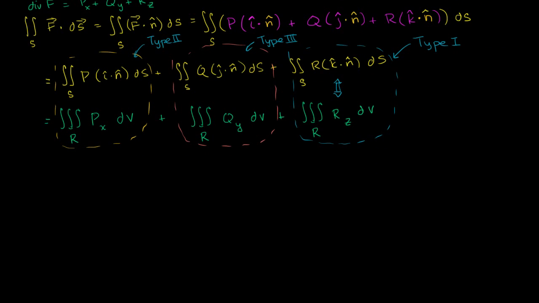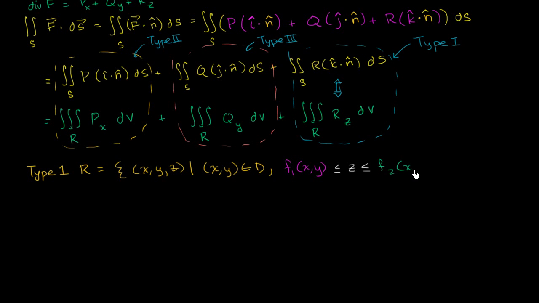So a type 1 region, just to remind ourselves, is a region that is equal to the set of all x, y's, and z's such that the x, y pairs are a member of a domain in the xy plane, and z is bounded by two functions. Z's lower bound is f1 of x and y, and that's going to be less than or equal to z, less than or equal to z's upper bound, we can call it f2 of x, y. And then let me close the set notation right over here.